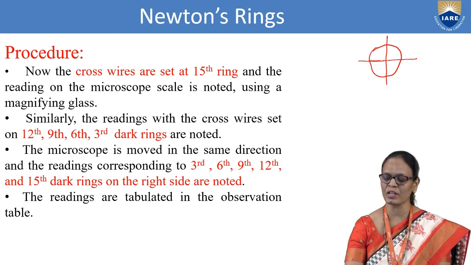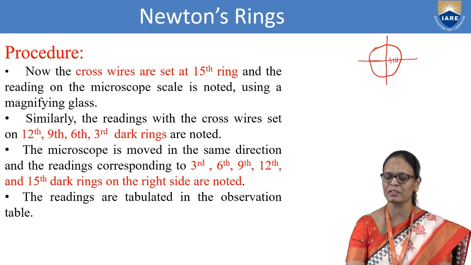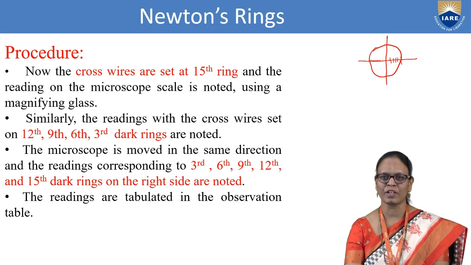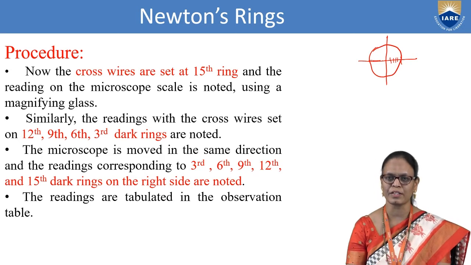So from the left you are coming to the center and now we will start with the 3rd ring, 6th ring, 9th, 12th and then 15th. So on the right side also we will be taking the reading for all the 5 rings and the readings are tabulated.